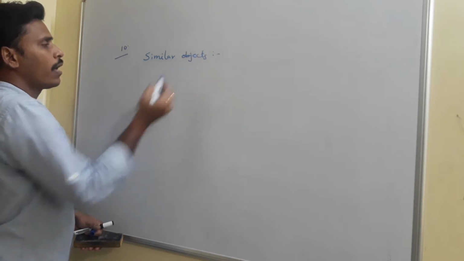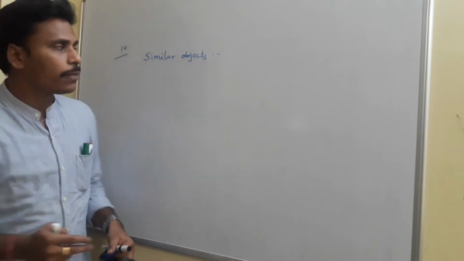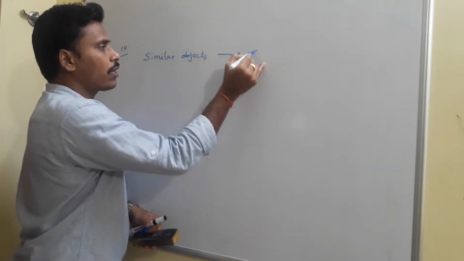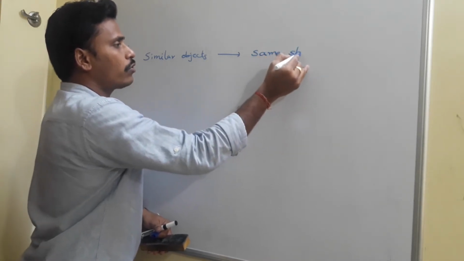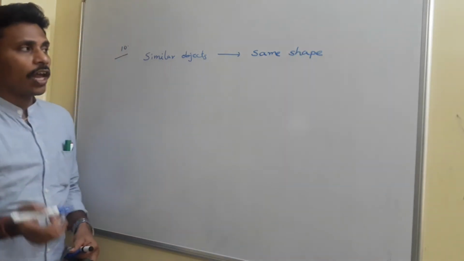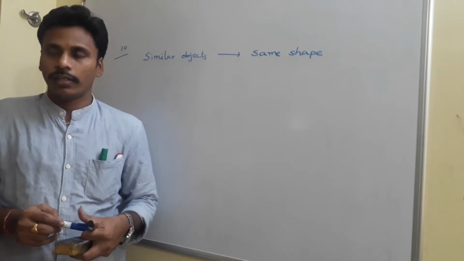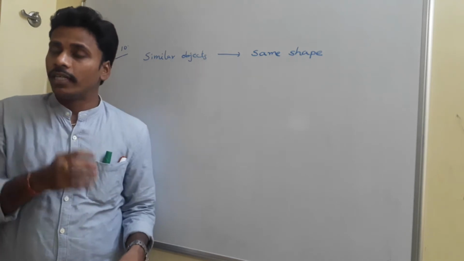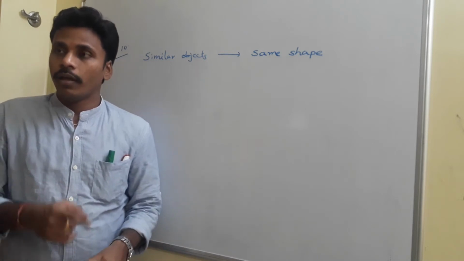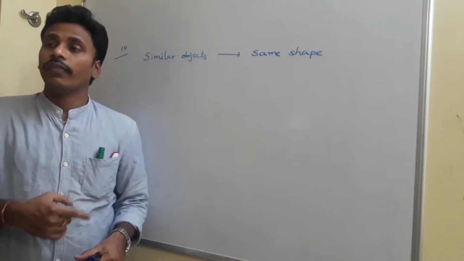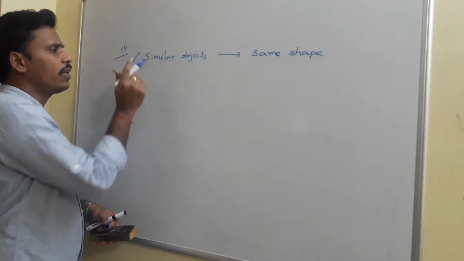Similar objects are nothing but two objects which are in the same shape. Objects having the same shape are known as similar objects. Suppose the objects have the same size along with the same shape, then we call those objects what? Congruent objects. Is it clear? First, two objects are called similar objects if they have the same shape, that's enough. Along with the same shape, if the objects have the same sizes also, then we call them what? Congruent objects. Now it is enough for us to know about similar objects.